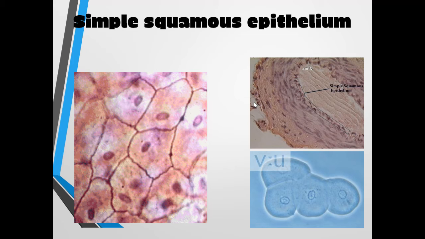So again, it's a single layer of flattened cells. It's found in the lungs. It can line capillaries, blood vessels, and lymph nodes, very much a lining. As far as the function, it's going to allow passage of materials by diffusion and filtration. And it also helps secrete.